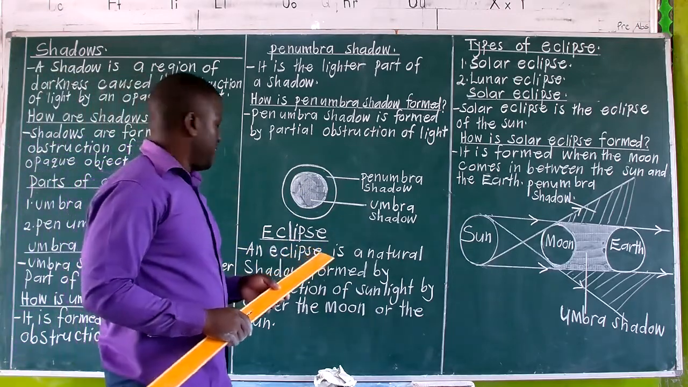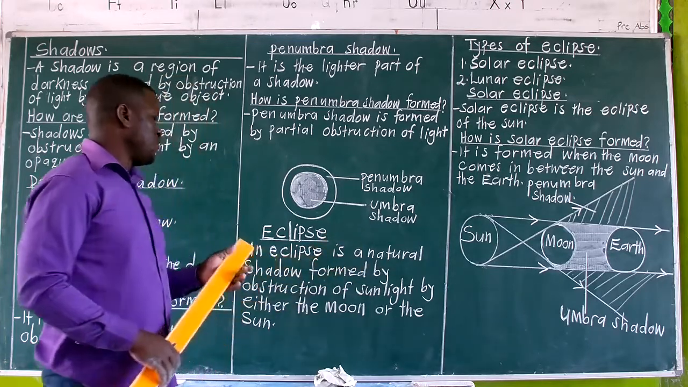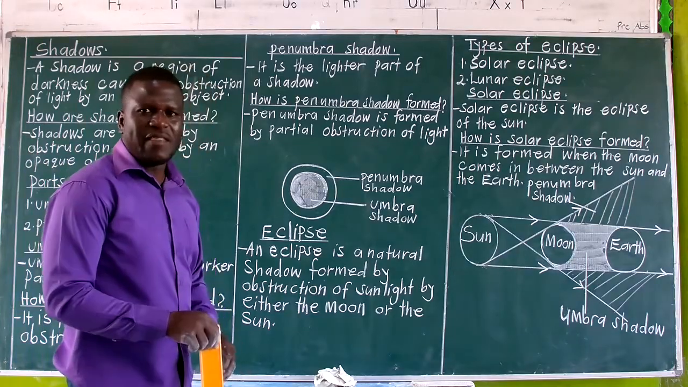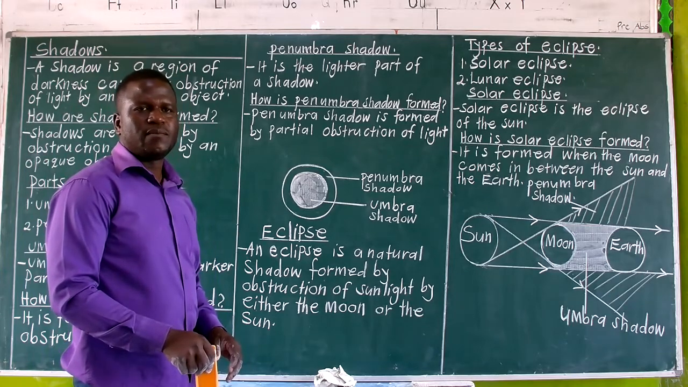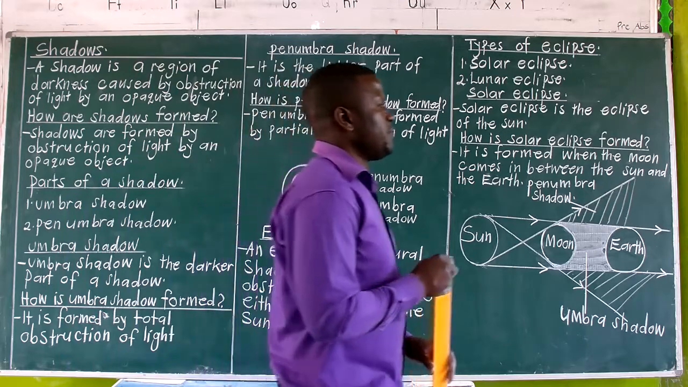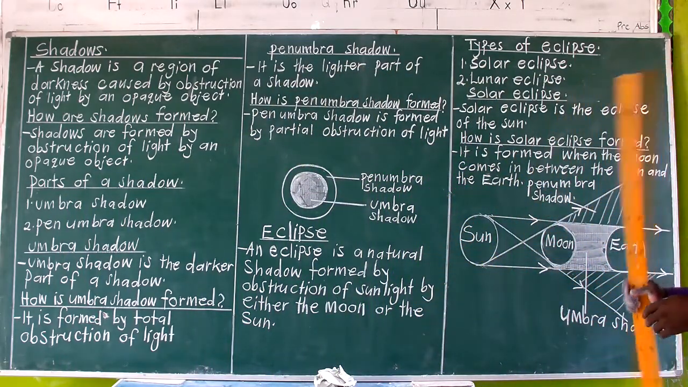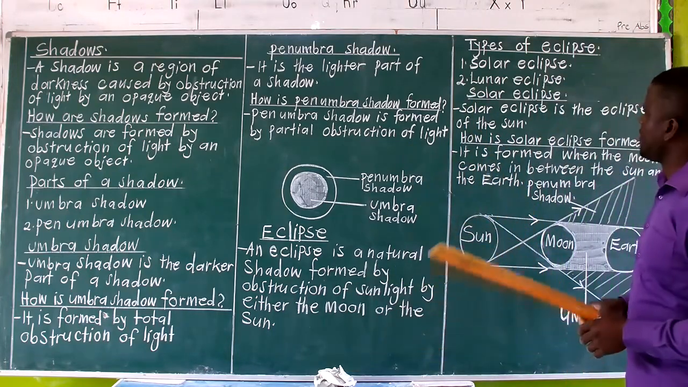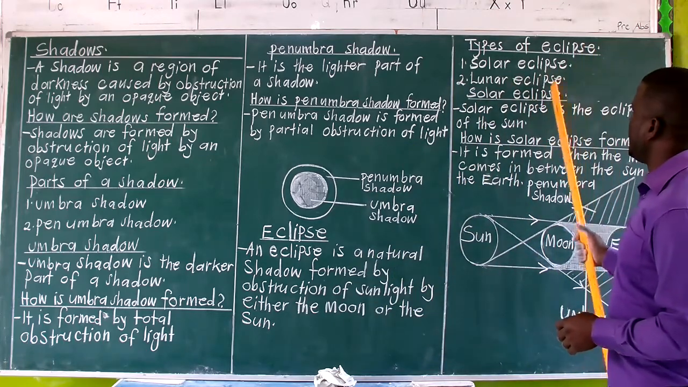Then you look at eclipse. What is an eclipse? An eclipse is a natural shadow formed by obstruction of sunlight by either the moon or the earth. So when the earth or the moon blocks sunlight, the shadow which is formed is called an eclipse. We have types of eclipse: solar eclipse and lunar eclipse.